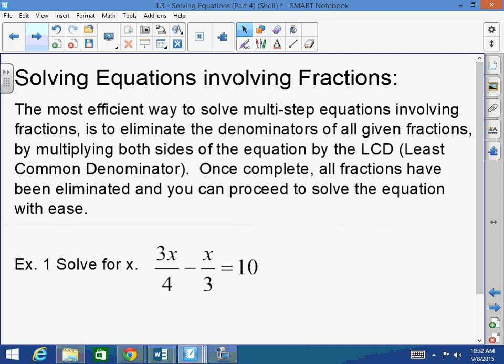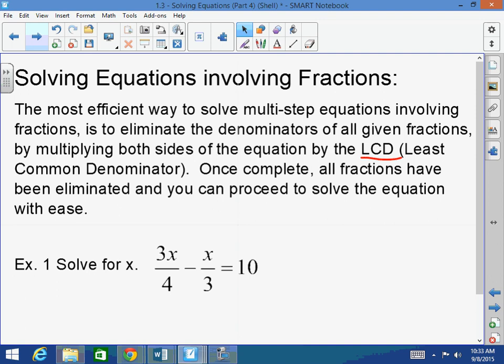I love fractions, actually. I'm really good at them. And I don't usually work with fractions in equations because it's more efficient to get rid of the denominators. So the most efficient way to solve multi-step equations involving fractions is to eliminate the denominators of all given fractions by multiplying both sides of the equation by the LCD, the least common denominator. Once complete, all fractions have been eliminated, and you can proceed to solve the equation with ease.